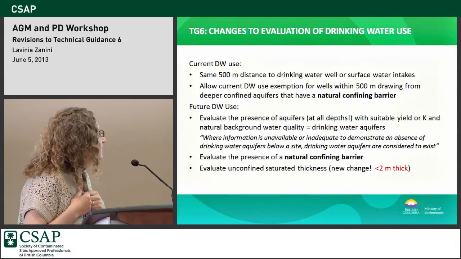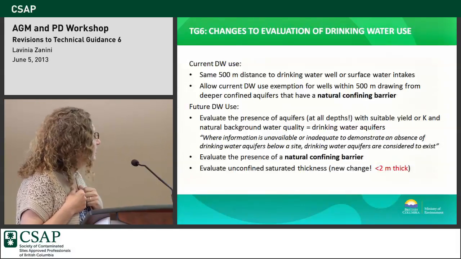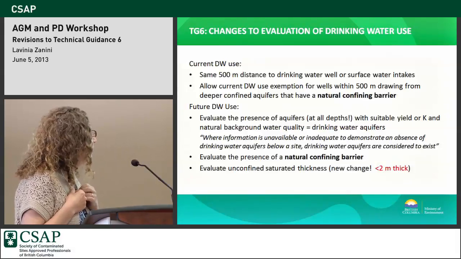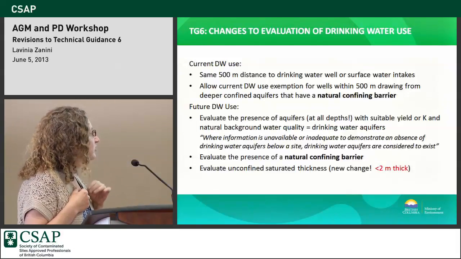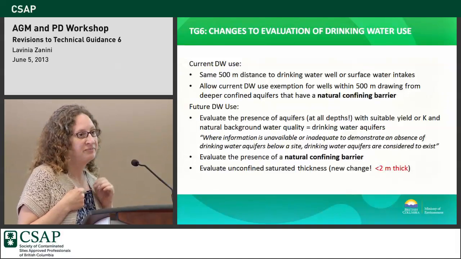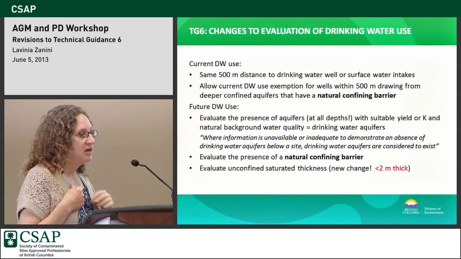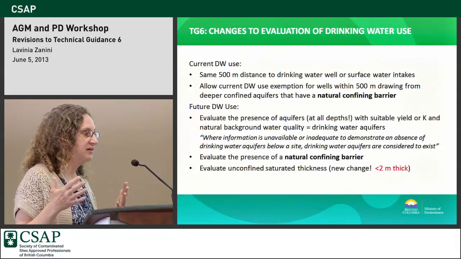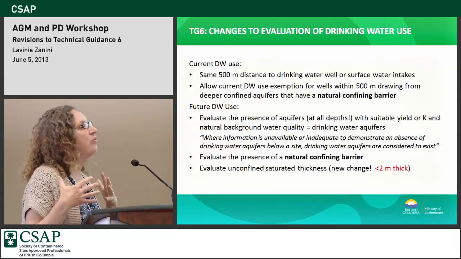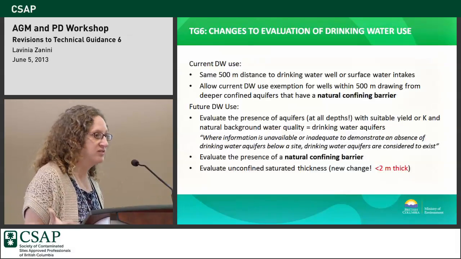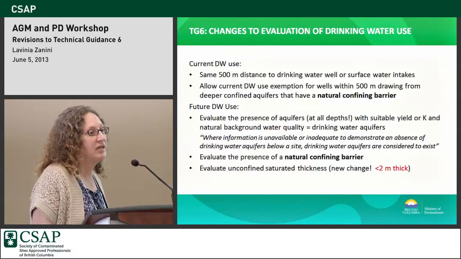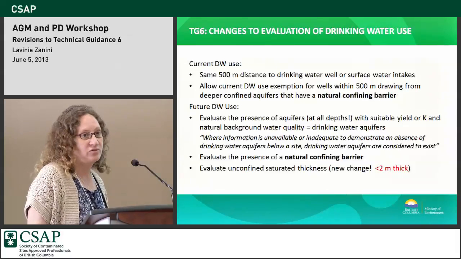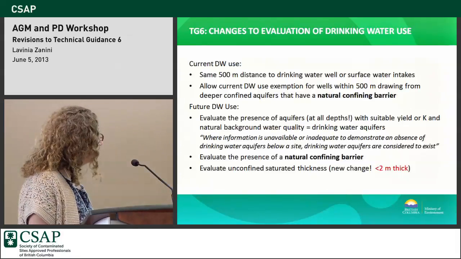Where information is unavailable or inadequate to demonstrate an absence of drinking water aquifers below a site, drinking water aquifers are considered to exist. We did that because we realized some people were just limiting whether an aquifer existed to the depth of their investigation. And that might mean just 10 meters, even though like a quadra sand exists below it.